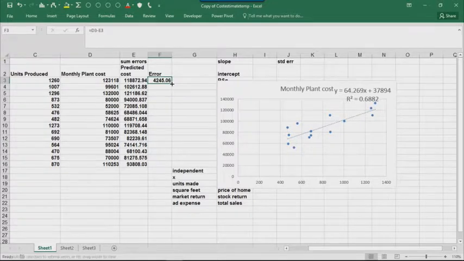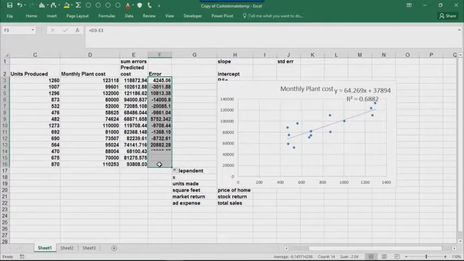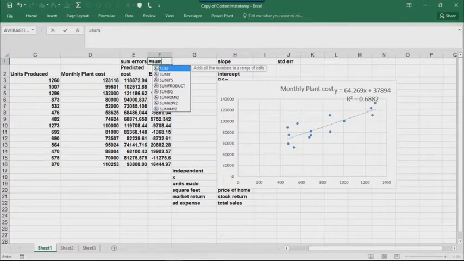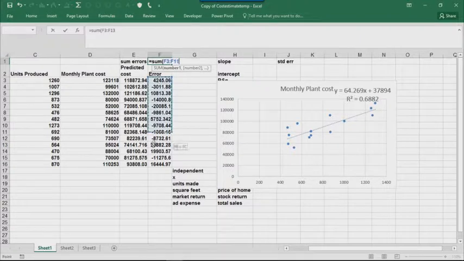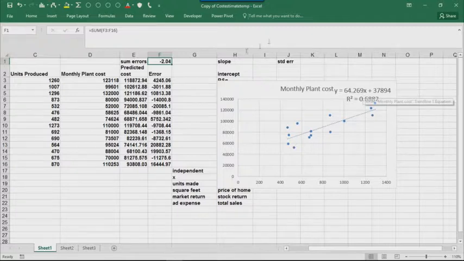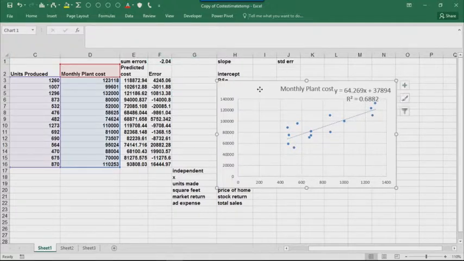Now, if I copy that down, I have the errors, and the sum of the errors should be approximately 0. Let's see if that's true, because the line splits the points in half. So I add up those errors, get minus 2.04. Now that would be exactly 0 if I added more decimal points to this equation, but I'm not going to worry about that.